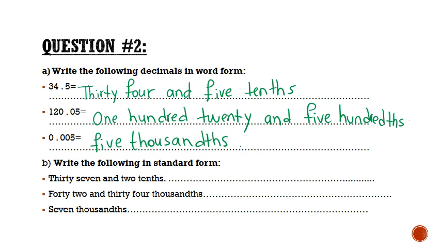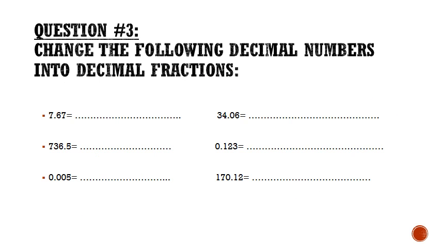Now the second part, I have them in the word form. I need to write them in the standard form. Yes, Nurjan. 37 and then 2 tenths. How do I write it? 37.2. Very good. Philippe. 42 and 34 ten-thousandths. 42.0034. Very good. Okay. Next, the last one. Yes, Adam. 7,000.007. Excellent. Is it clear? Yes. Great.